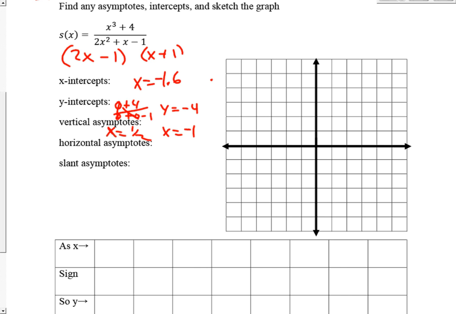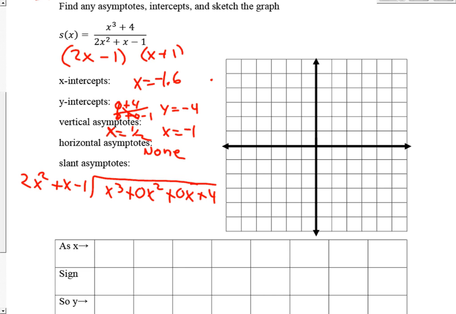I look at the degrees. I notice that the numerator is larger than the denominator, which means I have no horizontal asymptote, so I need to check for a slant asymptote. The numerator is 1 larger than the denominator, so I'm going to divide. I take 2x squared plus x minus 1, and I will divide into x cubed plus 0x squared plus 0x plus 4. I have to fill in those missing terms.